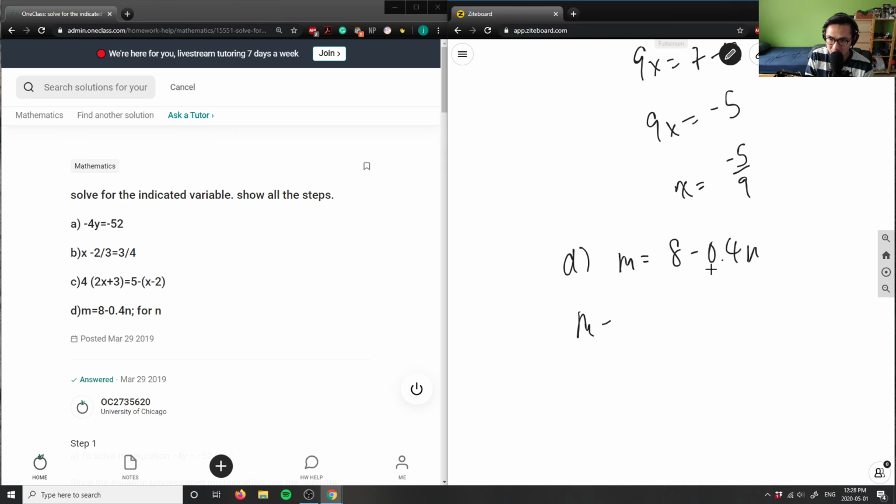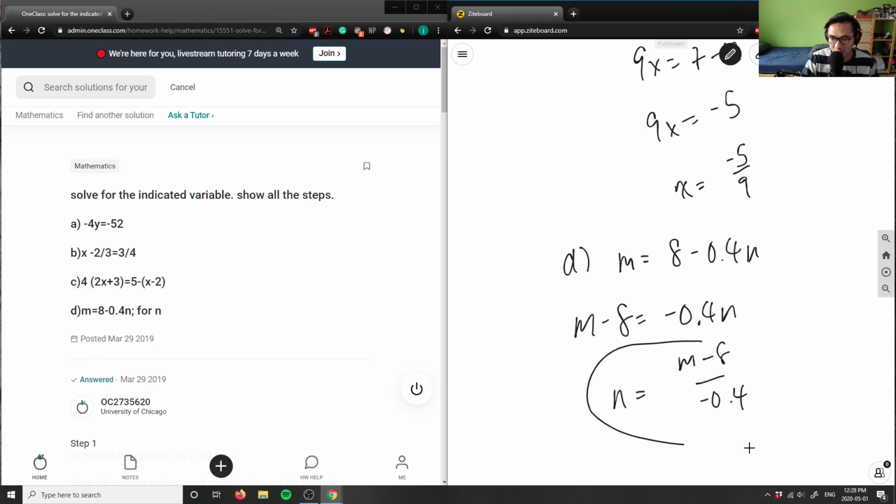I'm going to get m minus 8 to get rid of the 8 on the right side here. So m minus 8 equals negative 0.4 times n. And then finally, I'm just going to divide everything by negative 0.4 to get n on one side, right? So it would be m minus 8 divided by negative 0.4. And this here would be my answer for n here.